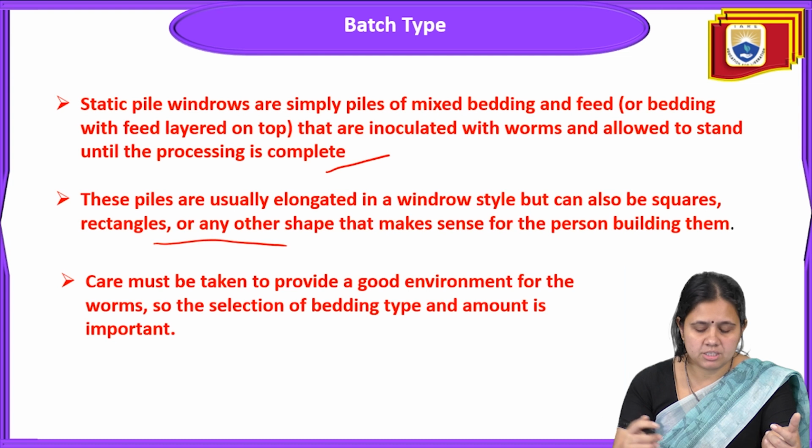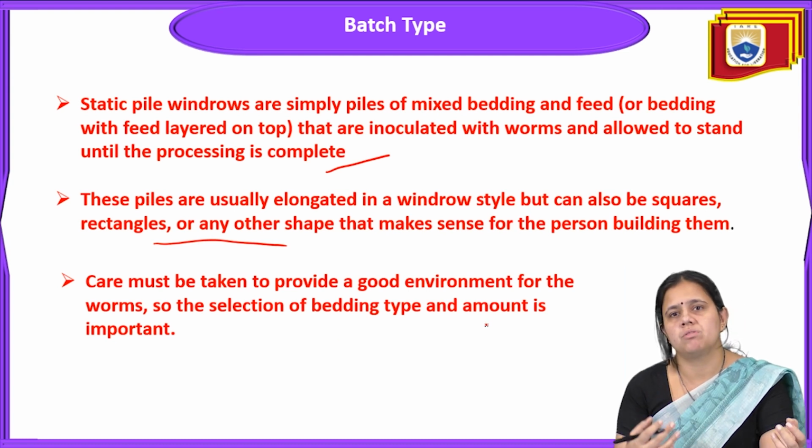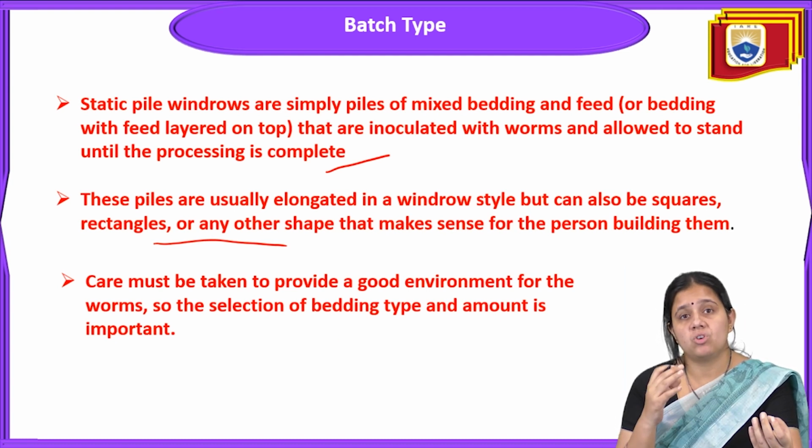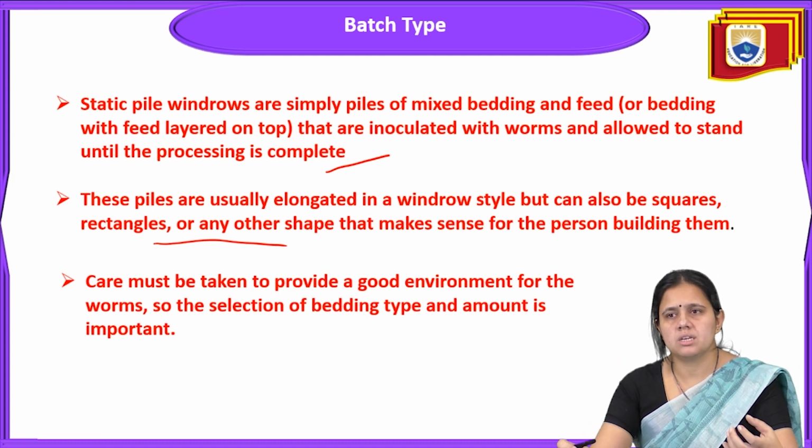Care must be taken to provide a good environment for the worms. Obviously, worm care is very much required because a good environment is needed, and the selection of bedding types and amount is also important. So this is the specification of batch type vermicomposting, in which we should provide a good environment for the worms and select bedding types and amounts carefully.